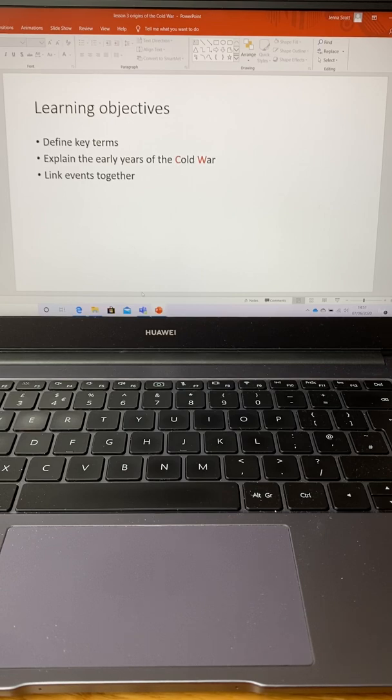So we're going to look at some conflict that's going to happen between America and Russia over things like the wartime alliances and meetings that happened at the end of World War II. Also about some of the early issues to do with things like the Truman Doctrine, which will be explained, and something called the Marshall Plan, which will also be explained. And then our last learning objective is to link these different ideas all together.